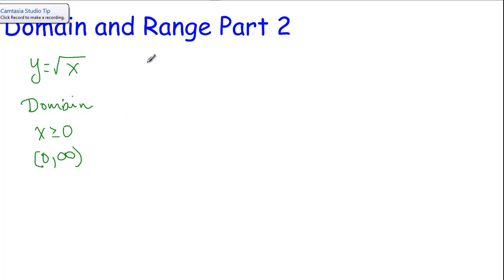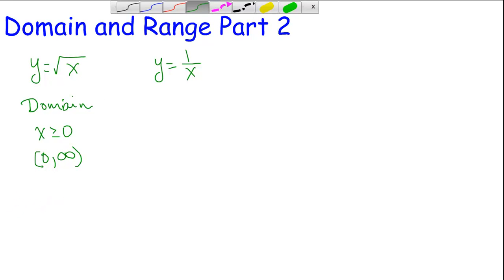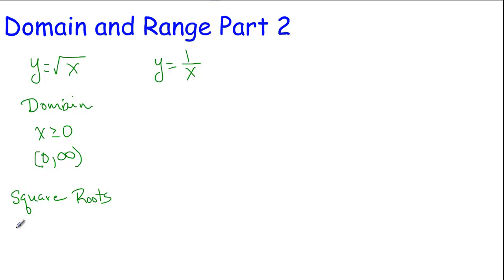Okay? So the next thing we're going to do here is look at another type of restriction, and that is when you have something like this. And these are very simplistic cases. But here we need to know that radicals, actually we should not say radicals, we should say square roots, have restrictions.